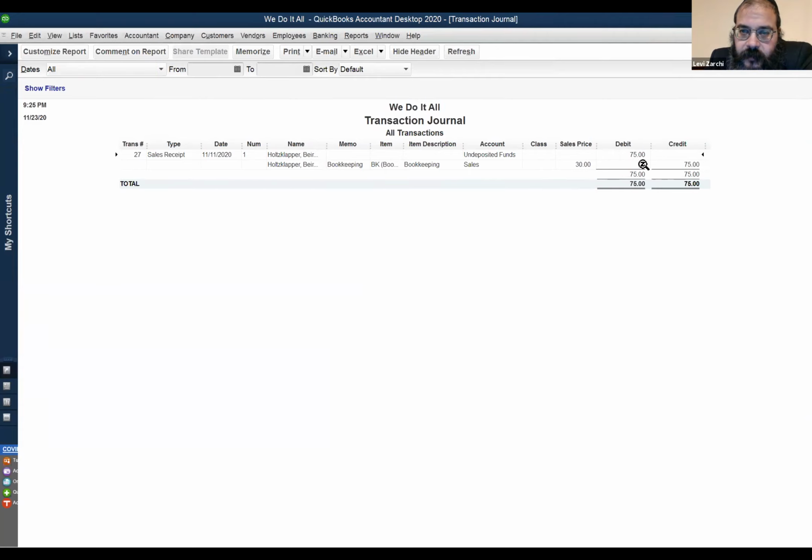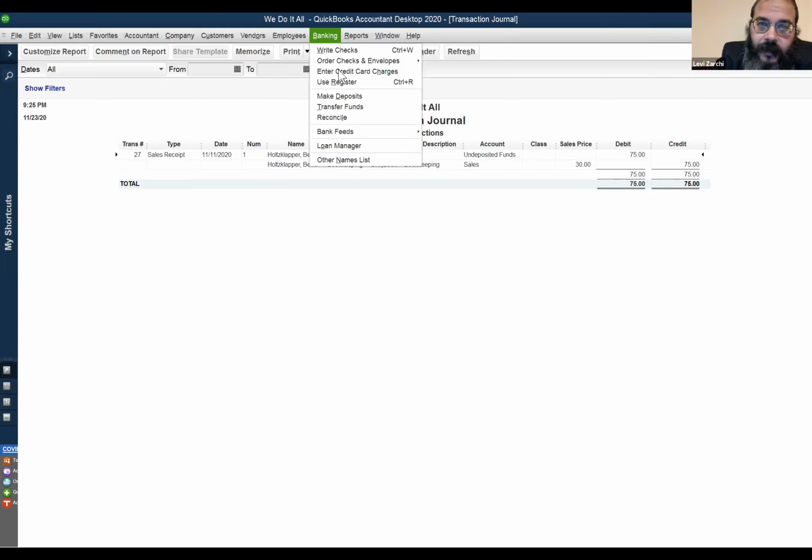So, debits and credits. So what happened? The sale is $75. That's a credit. Income went up. What is a debit? So it didn't go to the bank yet. The money never goes directly straight into the bank. The money goes into what's called undeposited funds. That's where QuickBooks puts it, and that's why you have to go to a separate step called banking, and make deposits to actually put it in the bank.